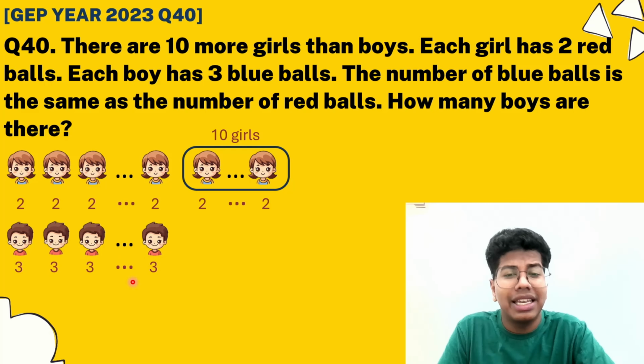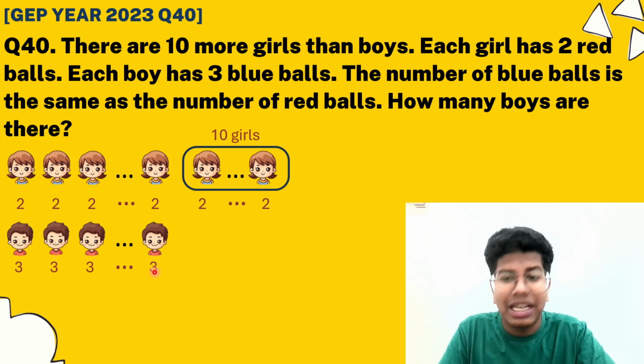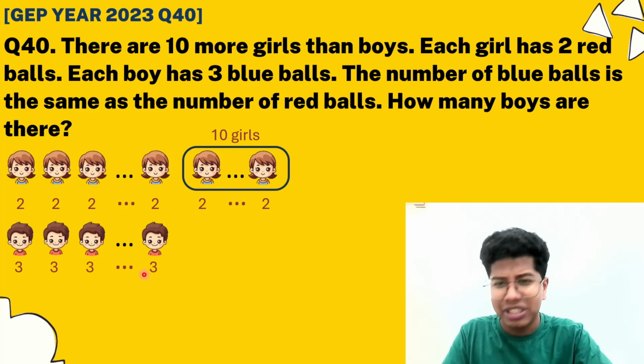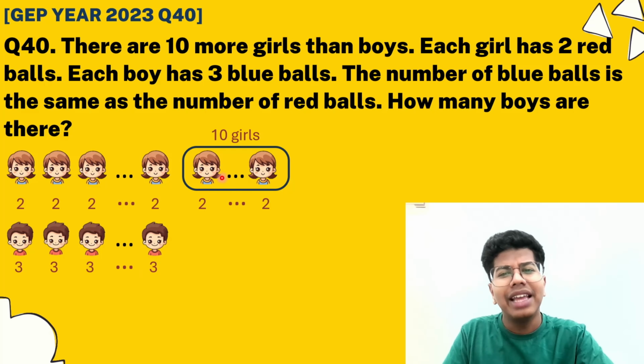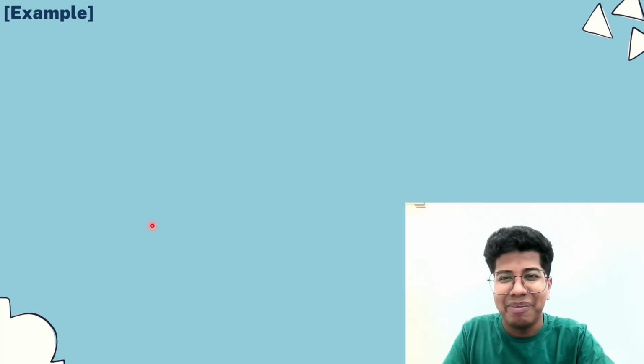The question is asking us, if the number of blue balls and the number of red balls are the same, we need to find just the number of boys that are present. So let's see how we can solve this question, because here the problem is, there are 10 girls that are present. This number I know, but regarding the numbers that are present here, we don't know the number. So let's see how we can solve this using an example.